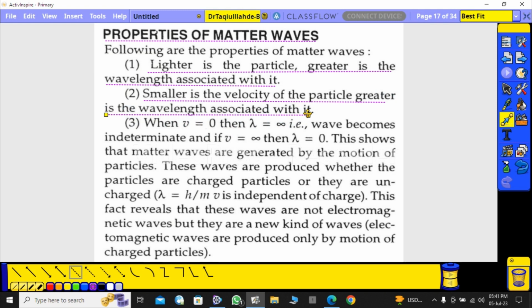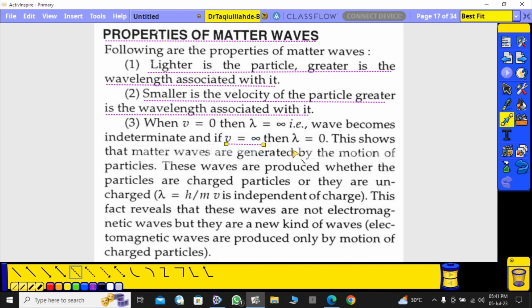Now another is the extreme condition. If velocity v is equal to zero, then lambda will be indeterminate or infinite. Infinite lambda means you cannot measure the wavelength. First of all, zero velocity means there will be no wave actually, so there is no need of measurement also. If something has zero velocity, it is not moving, so it is indeterminate.